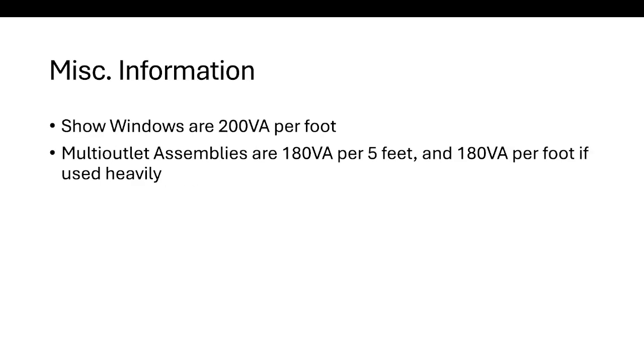Then just some miscellaneous information that I didn't fit anywhere else. Show windows are rated at 200 VA per foot, and multi-outlet assemblies are 180 VA per 5 feet, and only 180 VA per foot if under heavy use. So if you have a lot of things plugged in, think of a cafe during finals, you may have 5 or 6 people on a laptop at a time. Maybe not a heavy load, but at the same time, probably worth calculating it at that point. Obviously, that's something that usually your engineer is going to do, or your journeyman, but it's helpful to know, I guess. But, yeah, that's all.